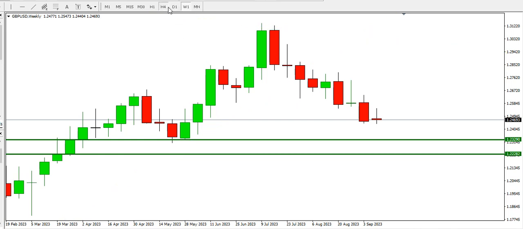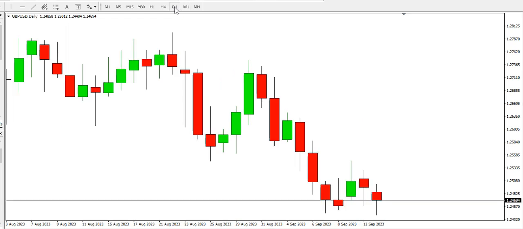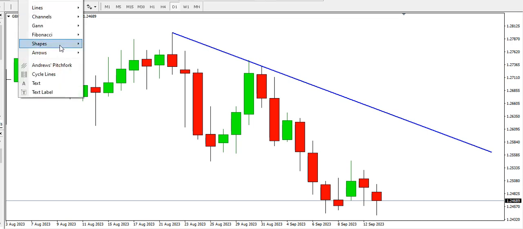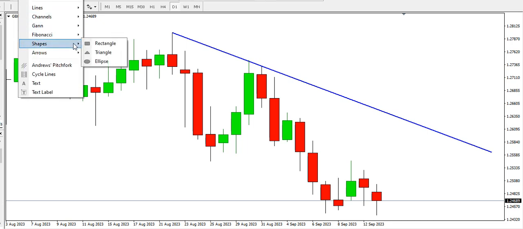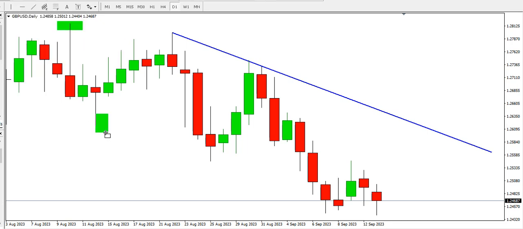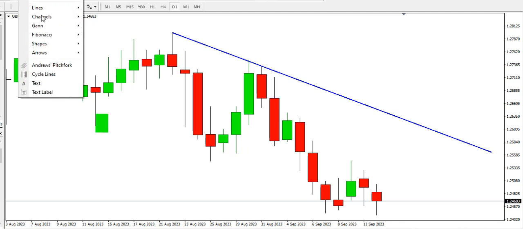Okay, let's quickly go to the daily time frame. The daily time frame shows that we have a bearish trend in place. Price is trending downwards. We have a high around this point, and this is a low. For GBPUSD on the daily time frame, we have a lower high.